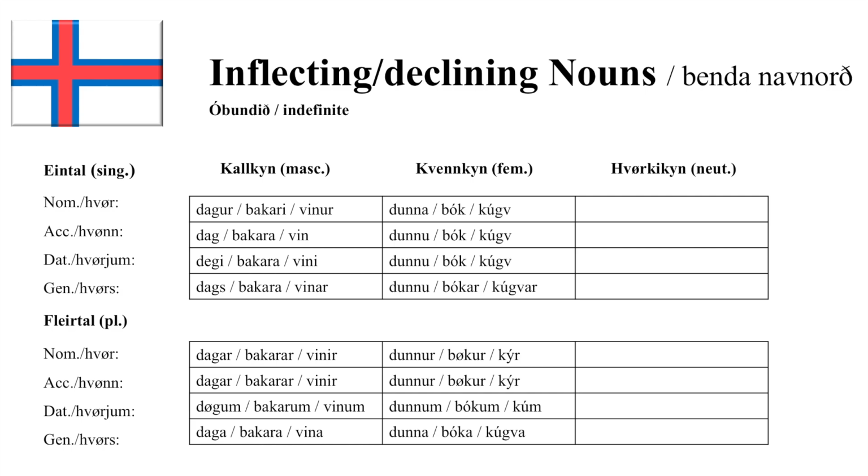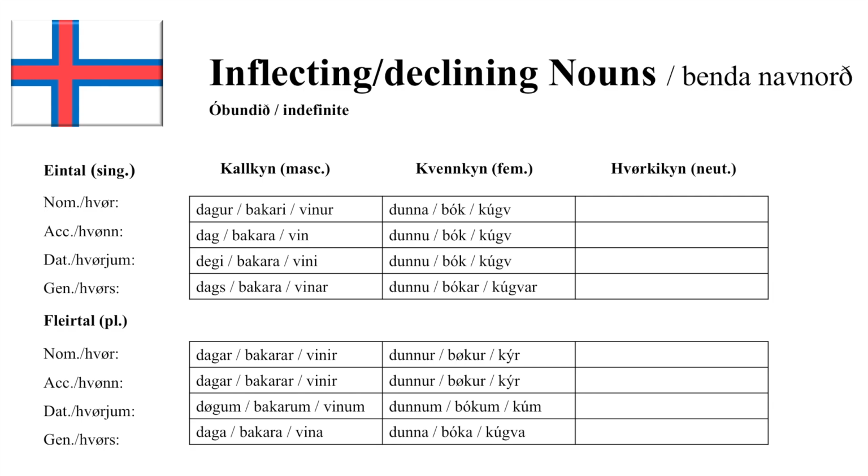So with kvenkyn, feminine, we have dunna, duck, bog, book, and kikv, cow. So again, asking to find the nominative, hvør der, dunna, bog, kikv. Hvønn sást du, eina dunnu, eina bók, eina kikv. Hverjum møtte du, eina dunnu, eina bók, eina kikv. And hvers det, dunnu, bókar, and kikvar.